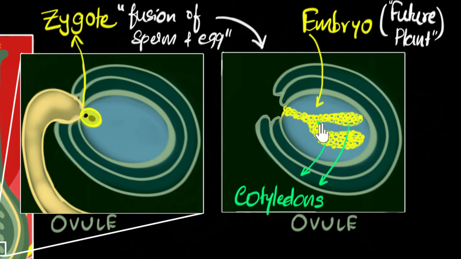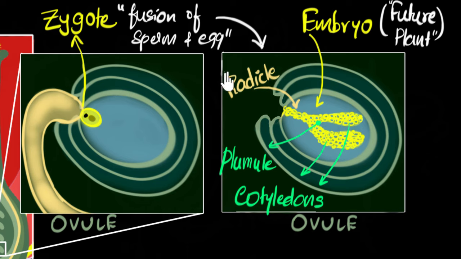Anyways, this part, as you can see in between the two cotyledons, is the part that eventually in the future will grow into a new shoot. And that part is called the plumule. Plumule. This will grow into a new shoot. And finally, this part over here, this is something that will eventually come out from here and grow into a new root. So this is called the radicle.